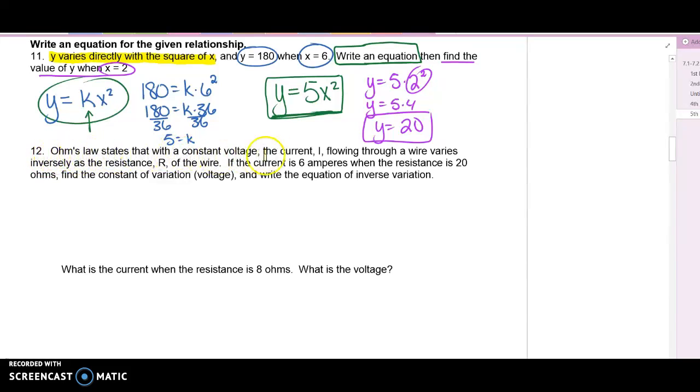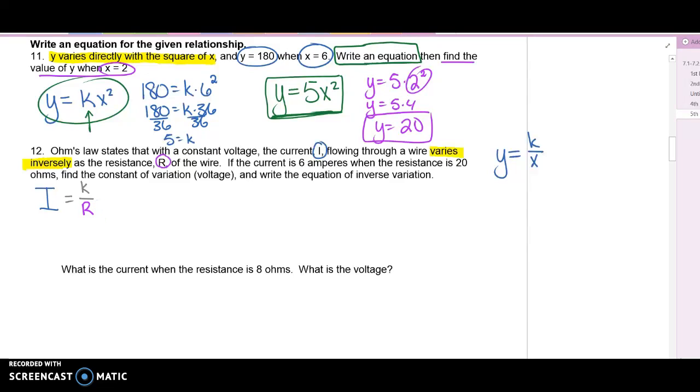So seriously, this is how I read this. Blah, blah, blah. Ooh, varies inversely. I know what that means. Varies inversely means we're going to use the equation y equals k divided by x. But it doesn't say y and x, it says I and R. So instead of y, it's going to be I, and instead of x, it's going to be R.